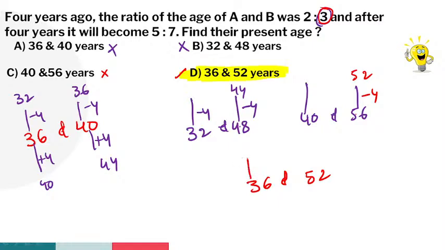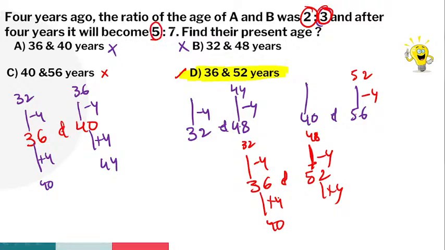52 years. They said 4 years ago, right? 36 minus 4 is 32. 32 is a multiple of 2. Yes, satisfied. 52 minus 4 is 48. 48 is a multiple of 3. Yes. Okay, and next they said after 4 years: 36 plus 4 is 40. 40 is a multiple of 5. Yes. 52 plus 4 is 56. 56 is a multiple of 7. Yes. All conditions are satisfied. That's why option 4 is the right answer, guys.